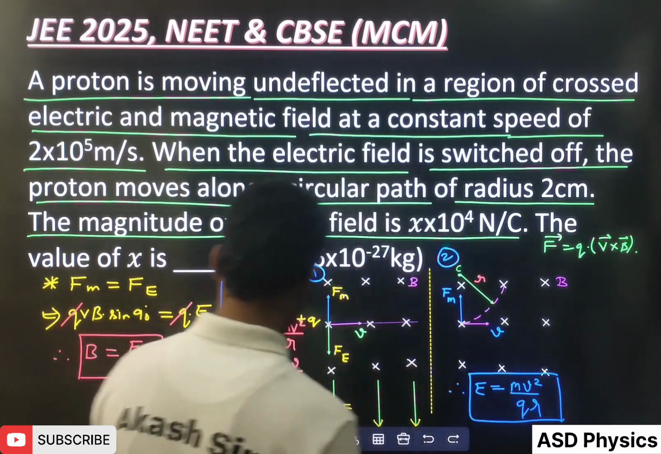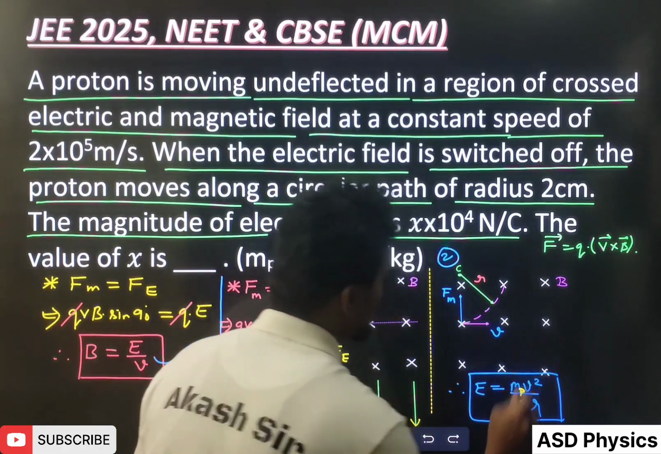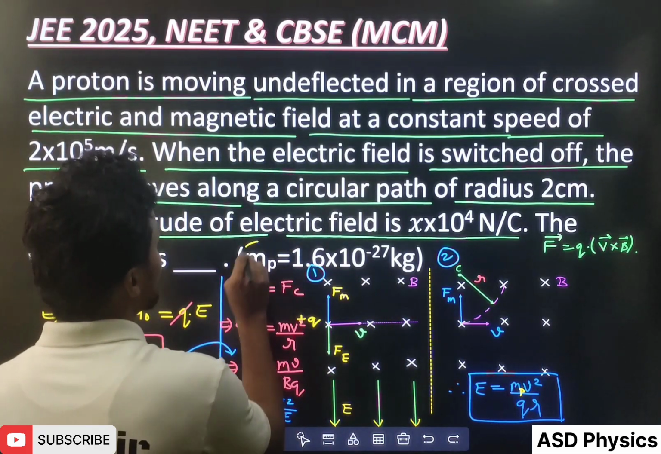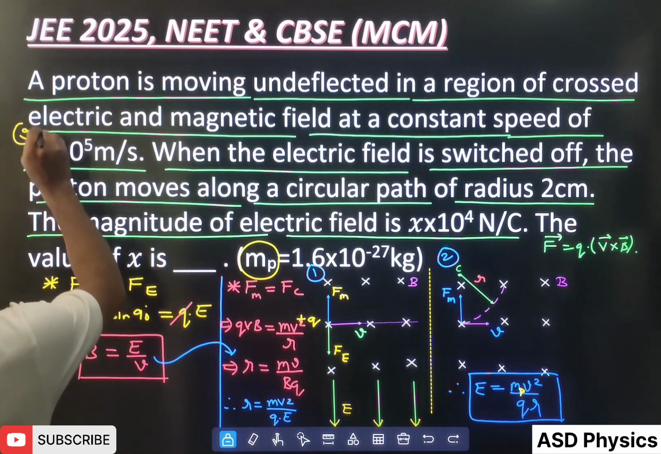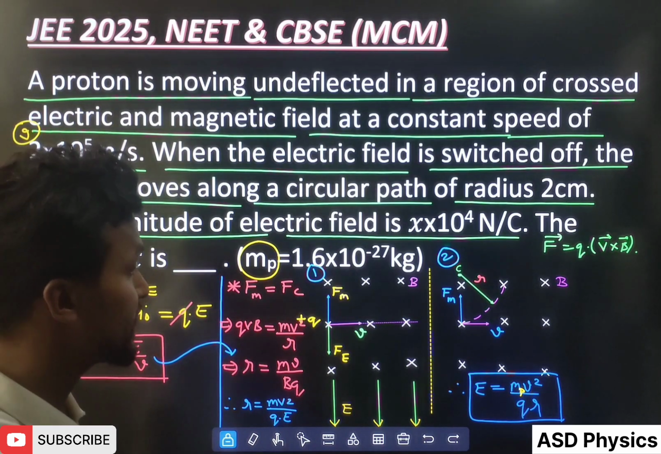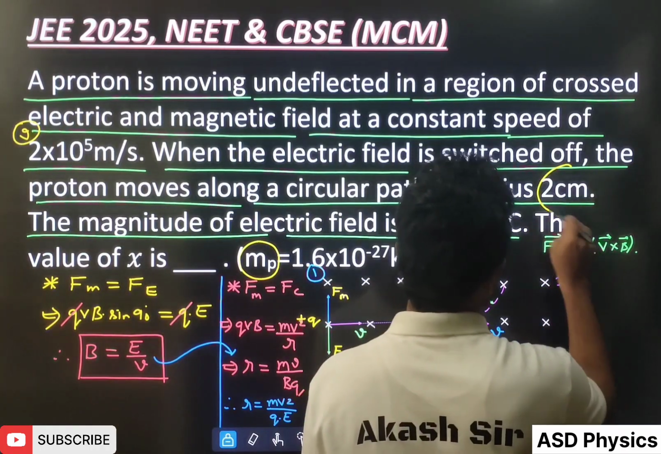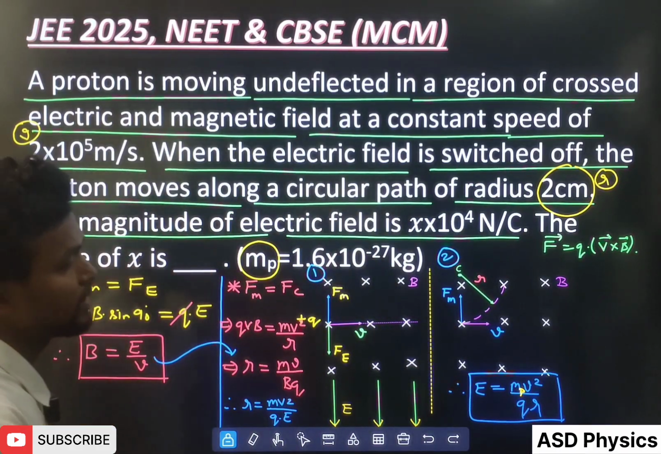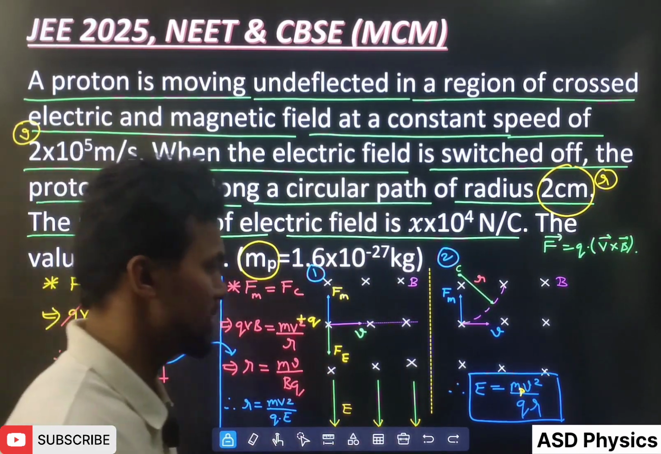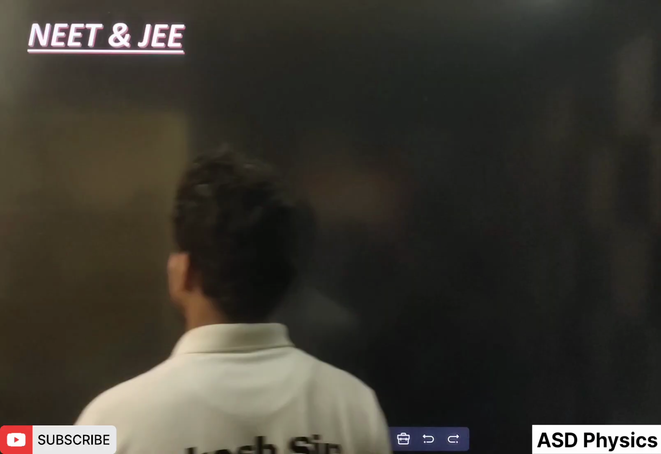Now, about the mass: this is the mass of the proton only. The mass of the proton is given here. V is given as 2 into 10 power 5 meter per second. The radius you can also see very well is given here: 2 centimeter, that means 2 into 10 power minus 2 meter. And the charge of the proton you know very well. So all these values I am going to put in the next page. Can you see very well? Okay, so I will just write now.